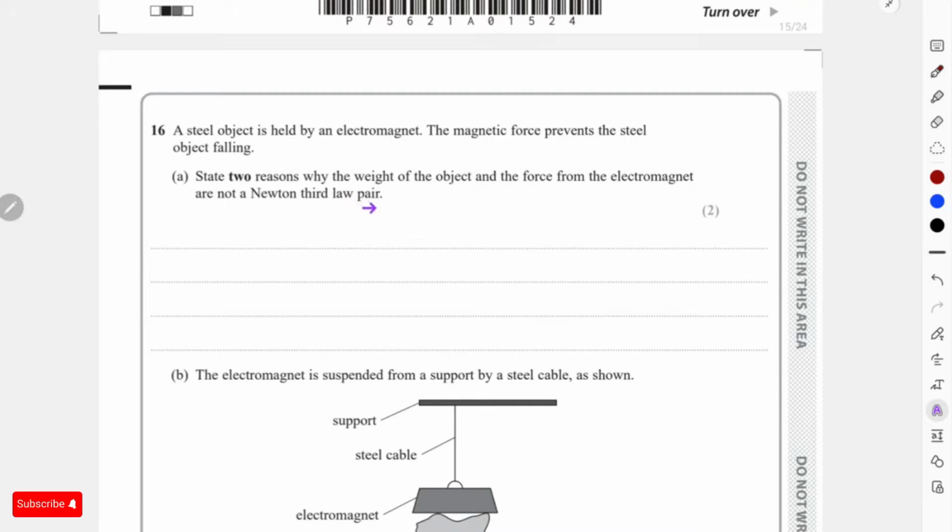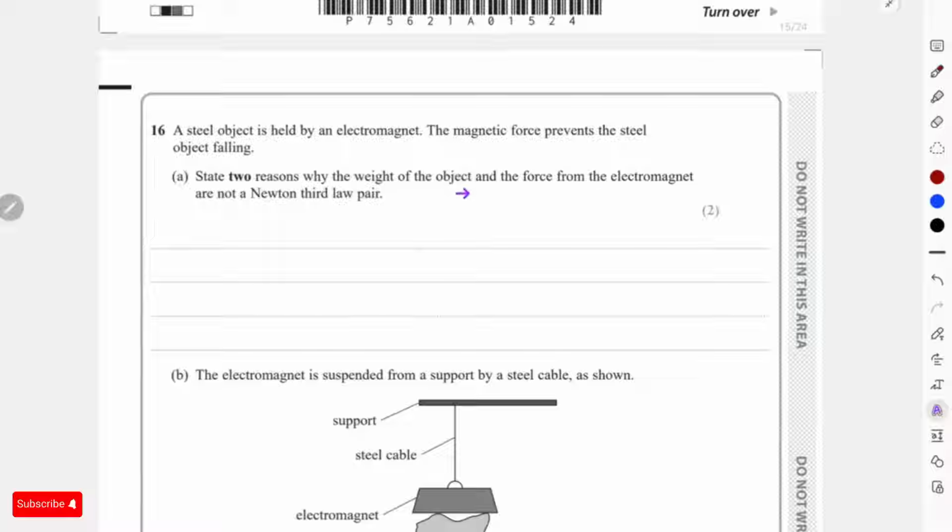That's because the weight of the object is certainly acting on the object, and the force from the electromagnet is also acting on that object. But for a Newton's third law pair, the forces must act on two different objects, right? Over here, the weight acts on the object, and the electromagnet force also acts on this object. So these two forces are actually acting on the same object.